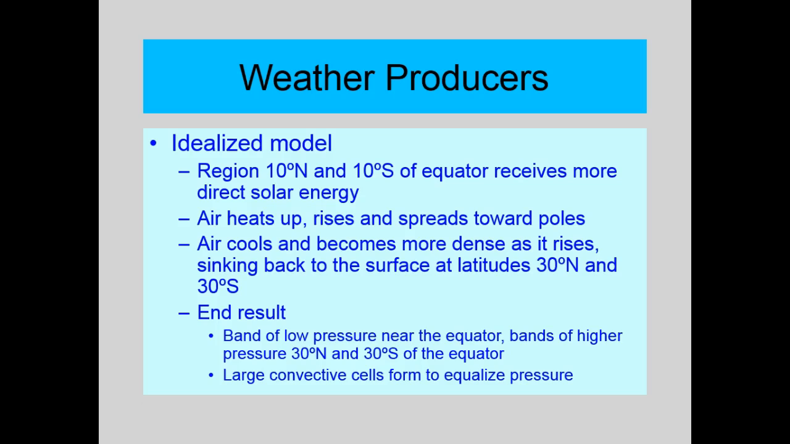So what we typically have then is low pressure around the equator. And where that air comes back down, we usually have high pressure. And then you'll have variations in there. So the air heats up, rises, spreads toward the pole, but doesn't make it all the way to the pole. The air cools, becomes more dense, and then it falls back, sinking back to the surface at latitudes 30 north and 30 south. Right around here. Where do we live? 33 north. We're just above that.